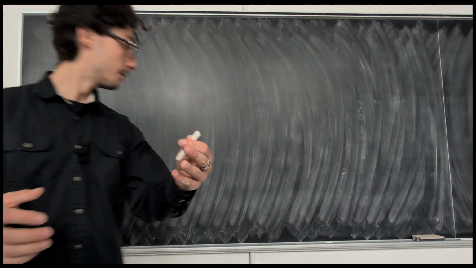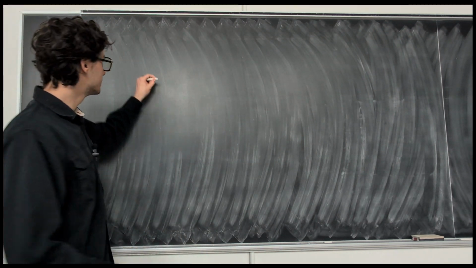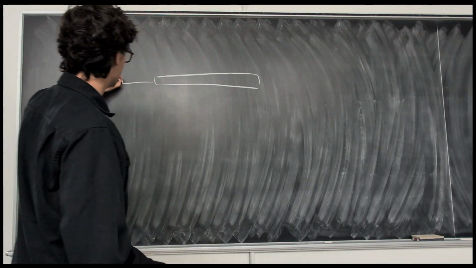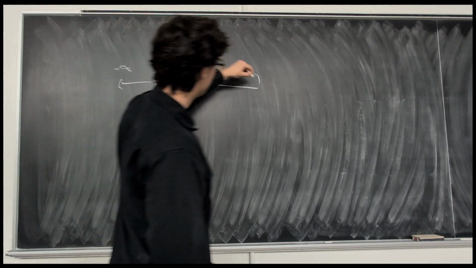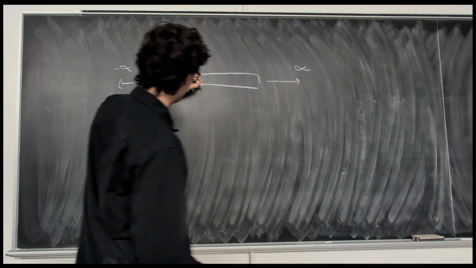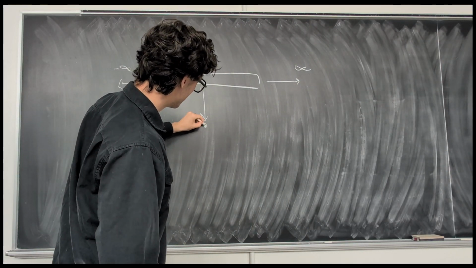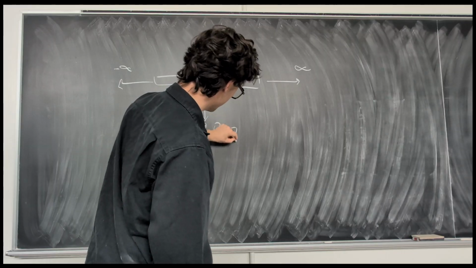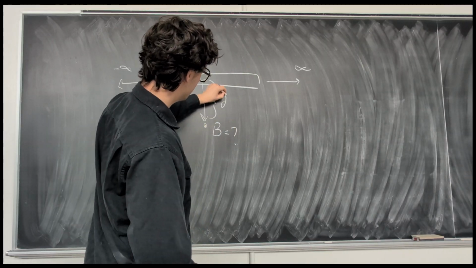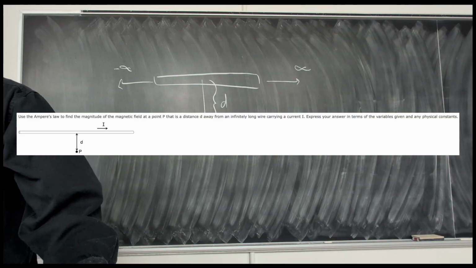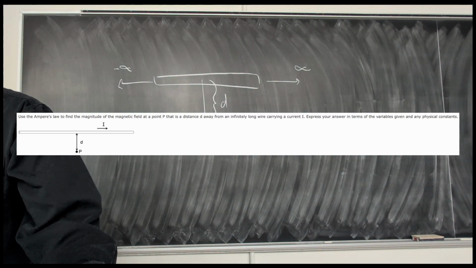Okay, welcome. We got another problem, similar to the last video I just posted: an infinite wire that goes from negative infinity to infinity, and we want to find the magnetic field at this point P, a distance D from the wire. Last time we showed how to do that with the Biot-Savart law. Now we have a different law. Use Ampere's law to find the magnitude of the magnetic field at a point P that is a distance D away from the infinitely long wire carrying a current I. Express your answer in terms of variables given and physical constants.